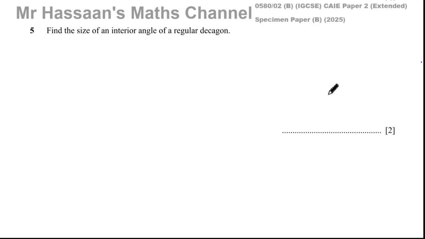And the question here is about polygons. And as we know, this is a non-calculator paper. We're asked to find the size of an interior angle of a regular decagon. Now, in this question, they did not tell us how many sides a decagon has. They are expecting us to know how many sides a decagon has. So that's one thing that's important for us to know, the names and the number of sides of polygons.